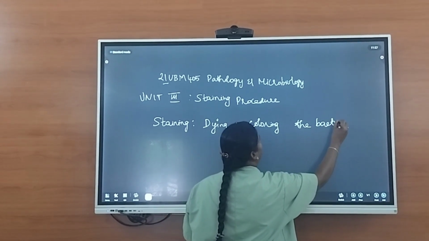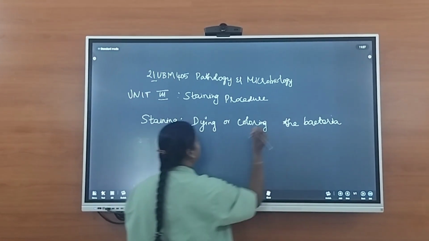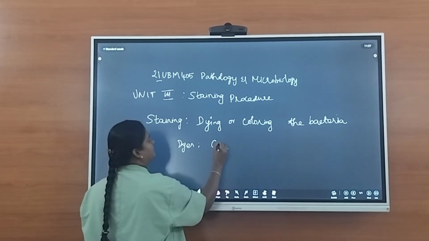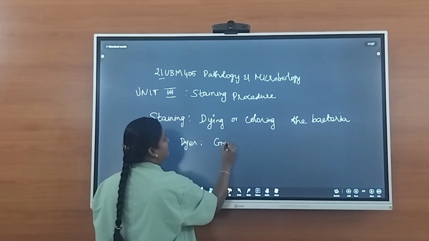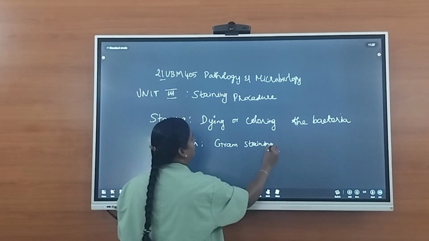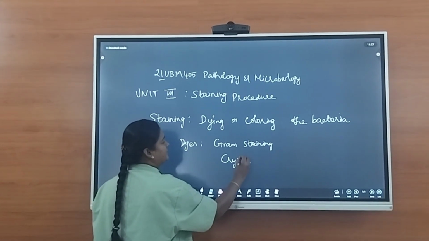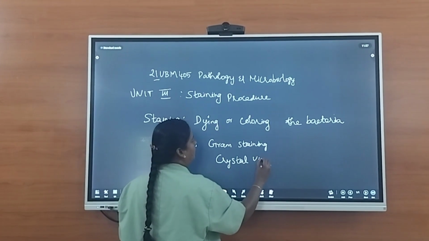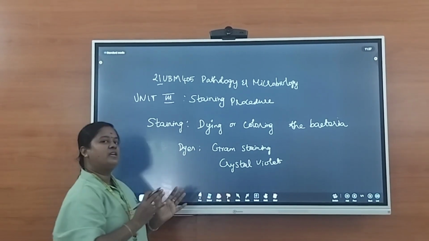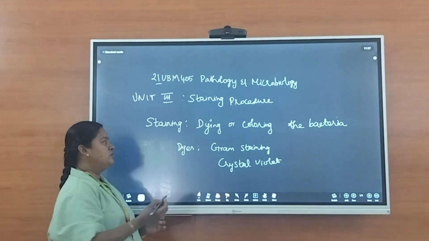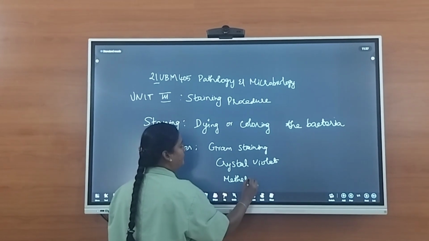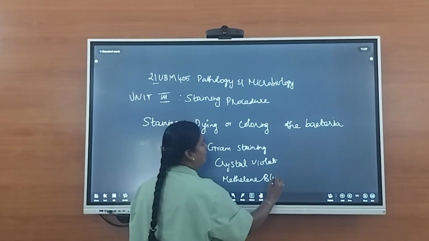So we can color the bacteria by using various dyes. Some of the staining procedures are Gram staining. Here the dye is called crystal violet. So a particular staining has particular stains, that is, each staining has various dyes. Like crystal violet, we have methylene blue, which is a kind of stain. So these are all called dyes.